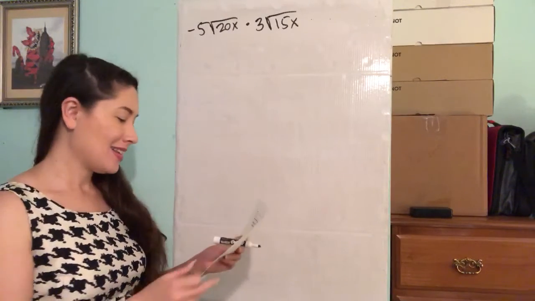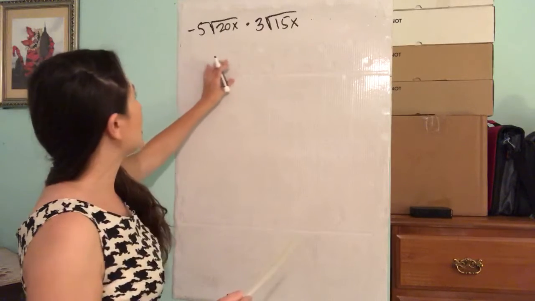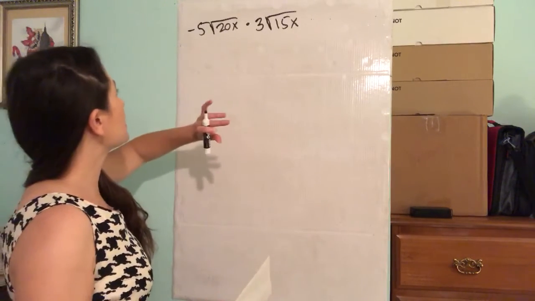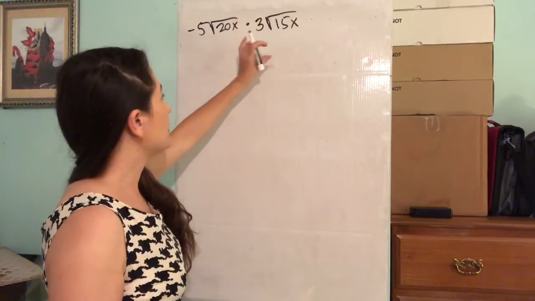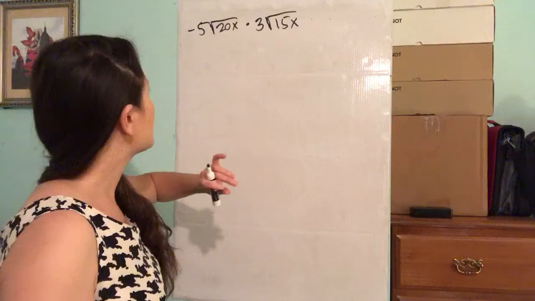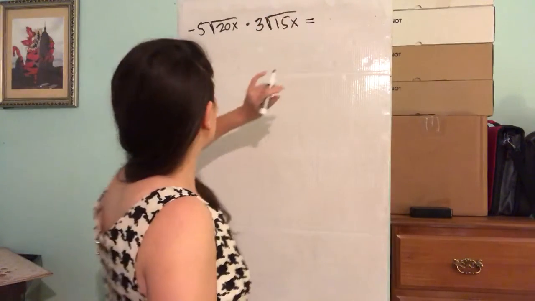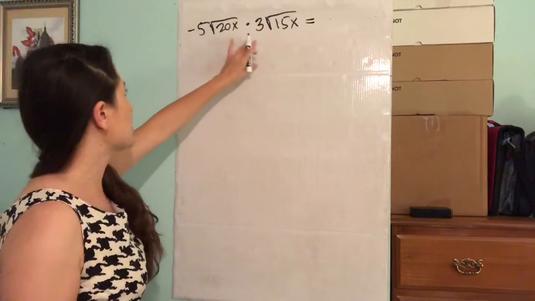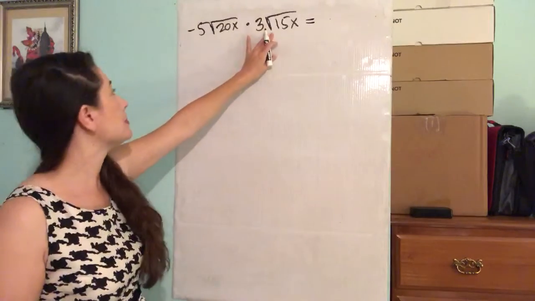Hi guys. So here they're asking us to multiply these two values: -5 times the square root of 20x, times 3 times the square root of 15x. Okay, so what can we do here? We're going to combine the coefficients. We can multiply the coefficients together, and then we're going to multiply the radicals together.